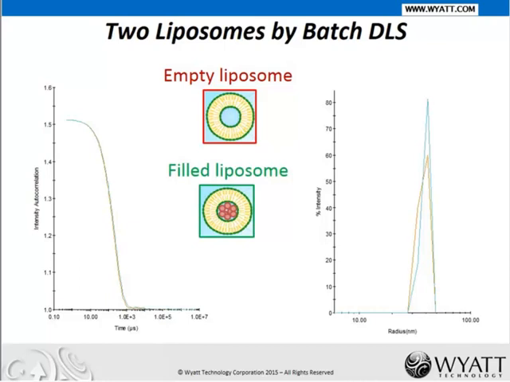First, we will always use dynamic light scattering to assess the particle size distribution. On the left are the autocorrelation curves from those two liposomes, and on the right are the size distributions. We can see both results show very similar graphs, with differences within the statistical error. So from dynamic light scattering, they seem very similar.